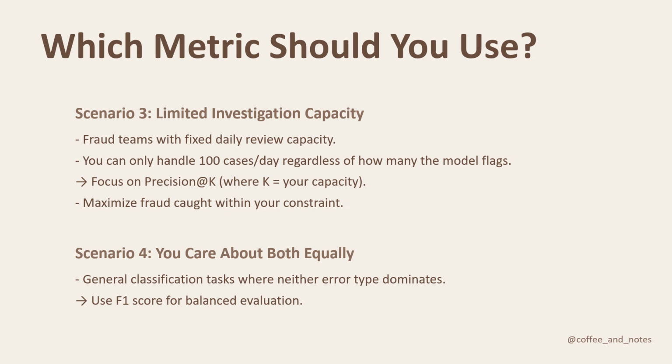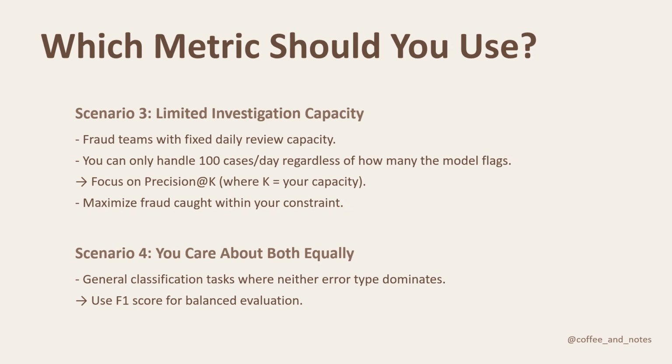Scenario 3: you have limited investigation capacity. This is the fraud detection reality. Your team can handle 100 cases per day, period. You cannot review all flagged transactions. In this case, focus on precision at rank K, where K equals your capacity. You want to maximize the fraud you catch within your constraint. If precision at rank 100 is 80%, you are using your team's time well.